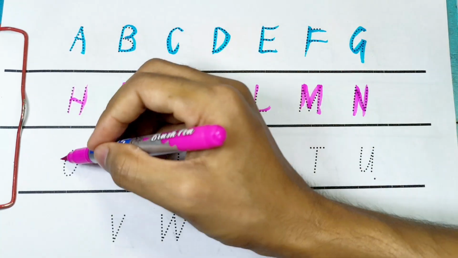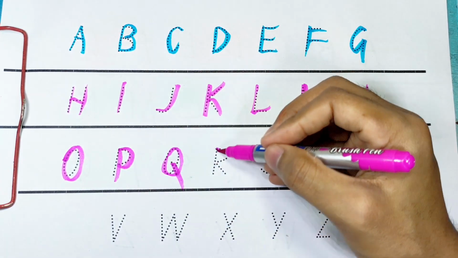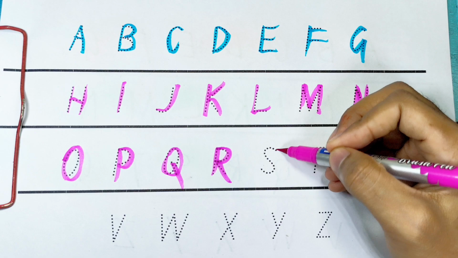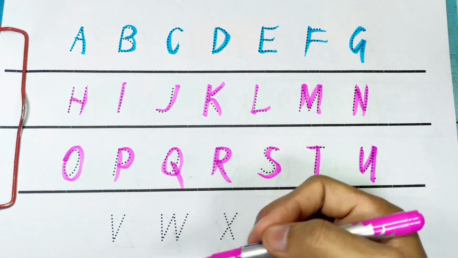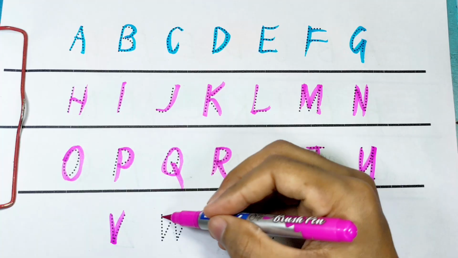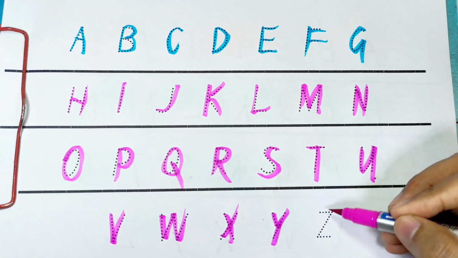N, O, the next one is P, Q for queen, R for rose, S, T, U, and the next one is V, W, X, Y, and the last one is Z.